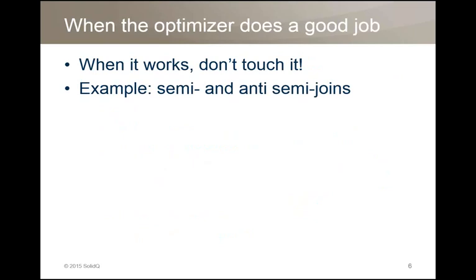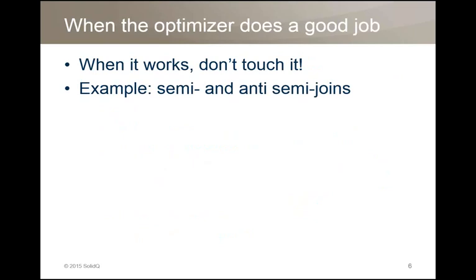In those cases where the optimizer does a good job, we want to let it do its thing. It's in our favor, obviously. Just because when the data characteristics change, the optimizer will naturally change its choice. So one of those classic examples is what's called semi and anti-semi joins.